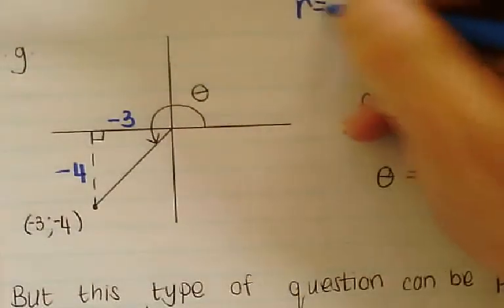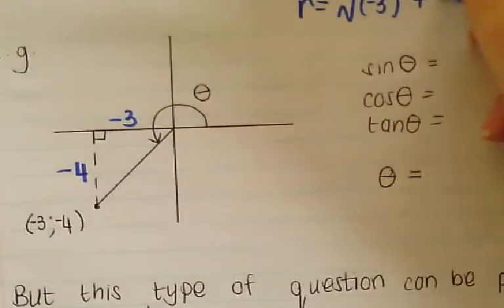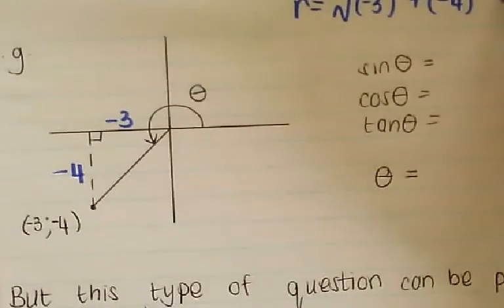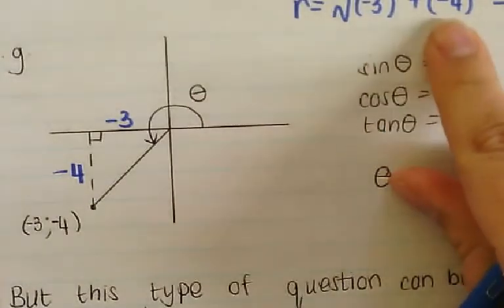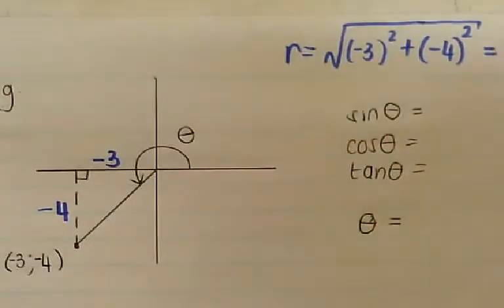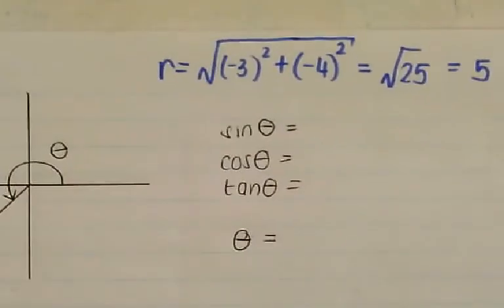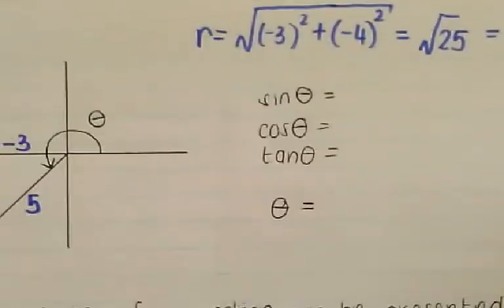R is my hypotenuse, which means the x squared plus the y squared. Negative 3 times negative 3 is positive 9. Negative 4 times negative 4 is positive 16. 9 plus 16 is 25. Square root of 25, I still get positive 5. So I can put that on my diagram as well.